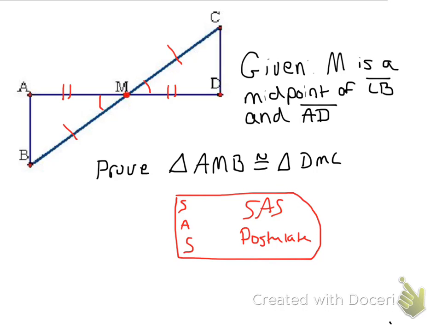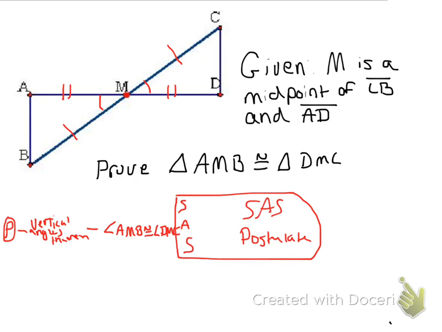Well, I'm going to go ahead and do the angle because I know the reasoning behind that. It's going to be angle AMB is congruent to angle DMC. Ran out of room there, but I think you can see it. And we know the reason for this is the vertical angles theorem. And we know that by looking at the picture.